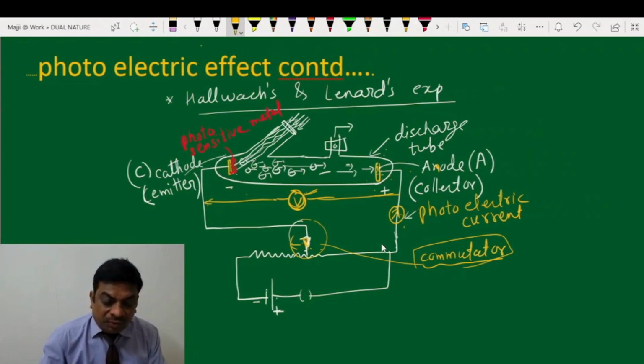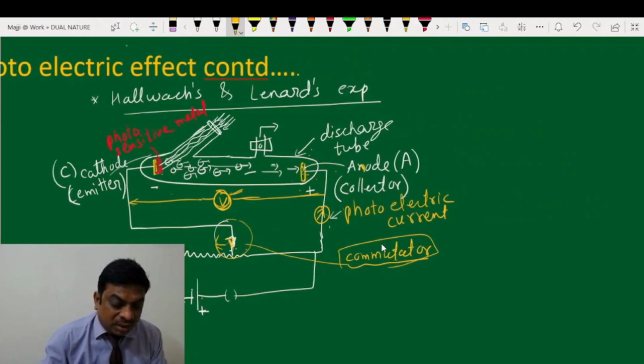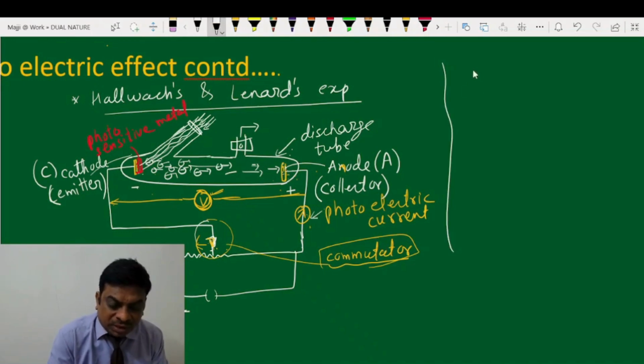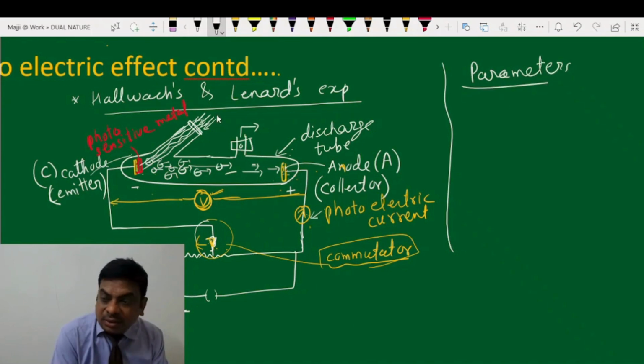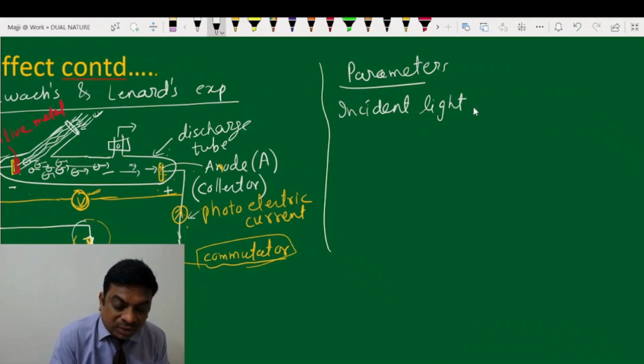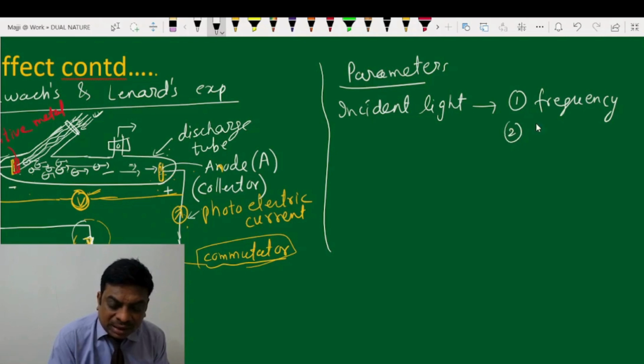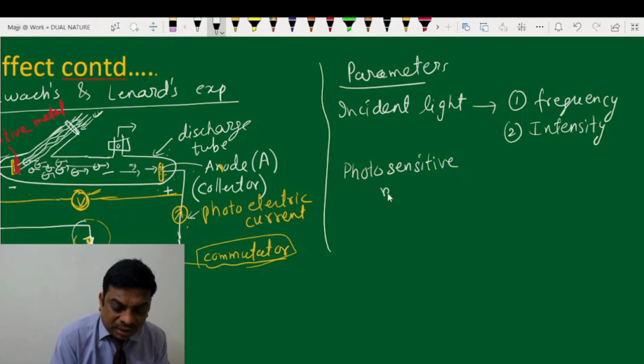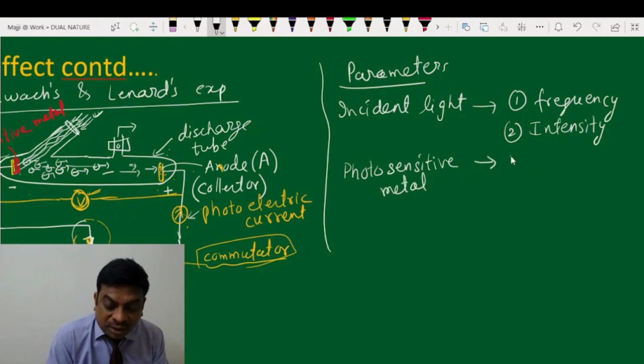This is the experiment. Now we have to understand there are five parameters which have to be understood properly. So what are the parameters involved here? Related to this incident light, you have its frequency and intensity. These are the two things. One is the frequency and the other is the intensity of light. Then related to the photosensitive metal or photosensitive substance, you have what is known as the work function.